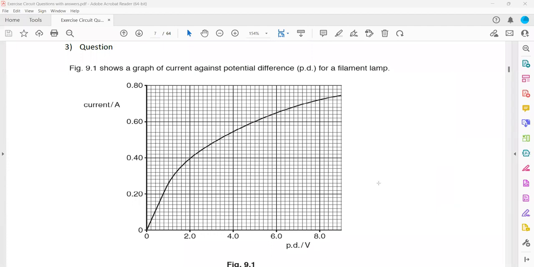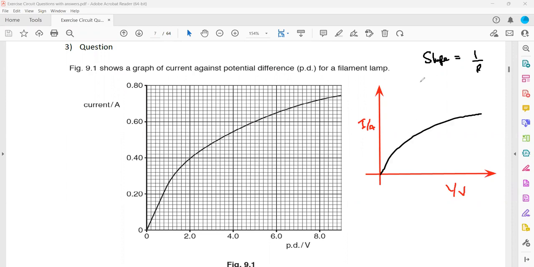For a current-voltage graph, when current is on the y-axis and the voltage is on the x-axis, the slope is the reciprocal of the resistance. So slope is 1 over R. If the slope is decreasing, as you can see from this shape, it means the resistance is increasing. And the opposite will happen if the graph was the other way around, like this, where the slope is increasing. If the slope is increasing, the resistance will decrease.